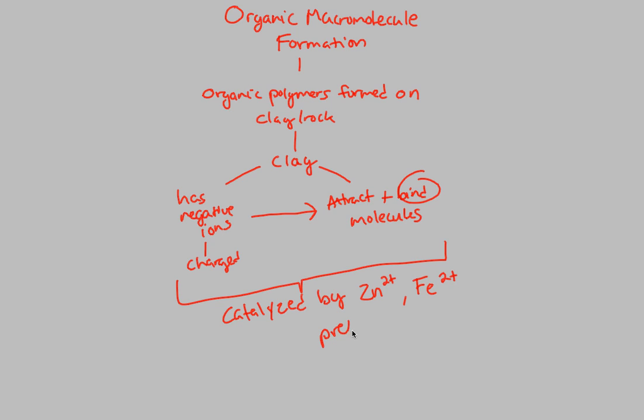The presence of both of these helped make sure that organic macromolecules were formed. Overall, what we had in this situation was these charged negative ions attracting and binding the chemical molecules that we originated with, and then utilizing zinc and iron, we can understand that they combined them in a way that helped promote macromolecules to be built. Overall, macromolecule formation occurred at the clay, and the clay had specific components within it, specifically zinc and iron, to help form macromolecules.